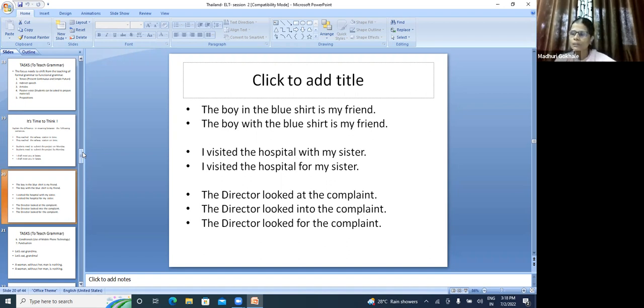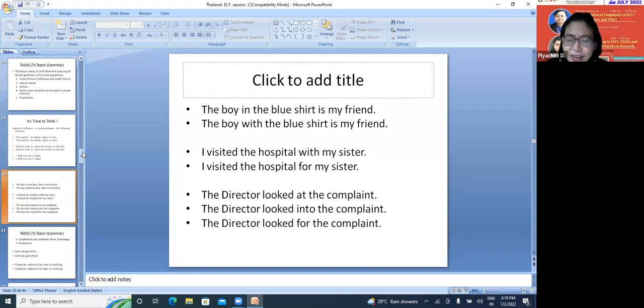Who will tell me? Piachat, the last one. The director looked at the complaint. The director looked into the complaint and the director looked for the complaint. The first one maybe, the director just looks at what the complaint is about. Mm. The second one means really investigate or examine what his complaint is. And the third one is about finding out if there is any complaint or not. Look for a complaint.